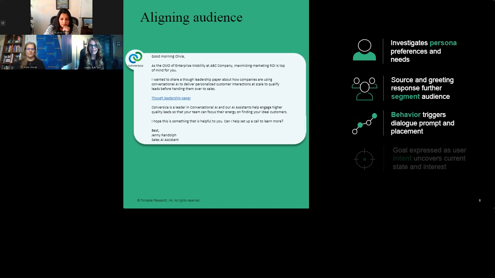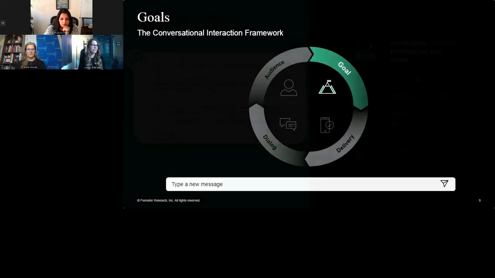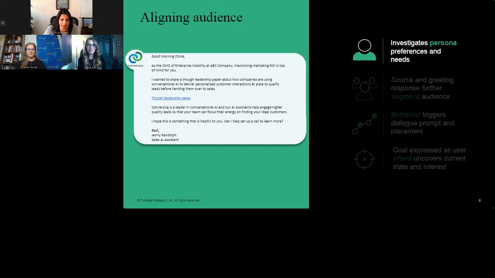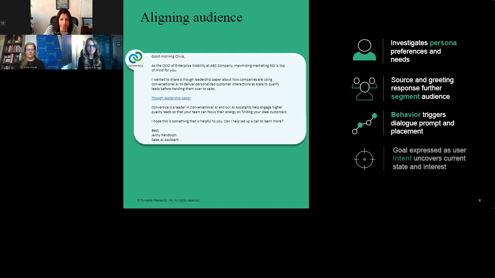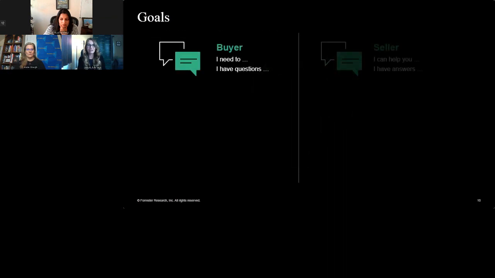So let's take a look at a couple of examples in action here. We'll take a look first at our goals. So what are we trying to accomplish? We need to think about our goals in terms of both the buyer and the seller objective. So we have different conversational plays that are applied to different use cases, but we need to start out with that conversational intent. What is that buyer looking to accomplish?